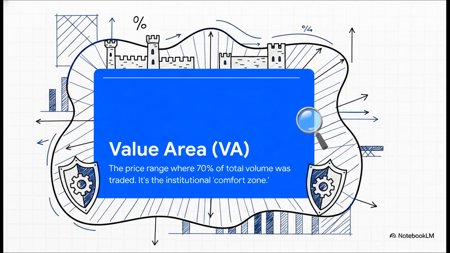All right, next is the value area. This is basically the institutional comfort zone. It's the price range where about 70% of all the volume happened. So if the POC is the capital city, the value area is like the core territory around it. And believe me, they will actively defend this zone.